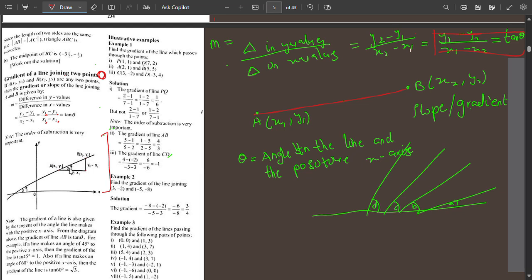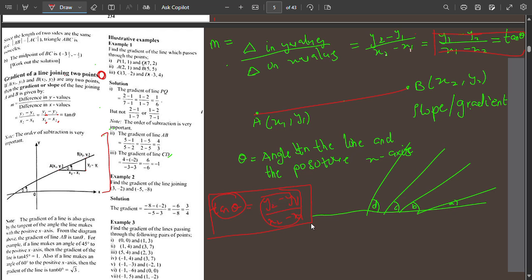So if I'm finding this tan theta, we know how tan works. Tan theta will be equal to opposite, which is y2 minus y1, over adjacent, which is x2 minus x1. So that's where the gradient equation is from. Tan theta is equal to this, and that is the gradient. So when I'm asked to find the gradient, I could either use this or use this. So gradient can simply be tan theta or y2 minus y1 over x2 minus x1.